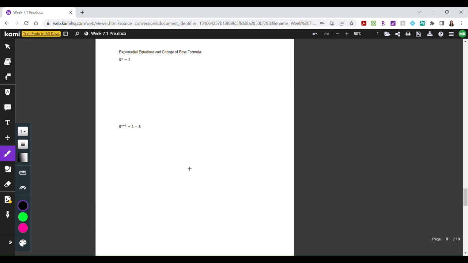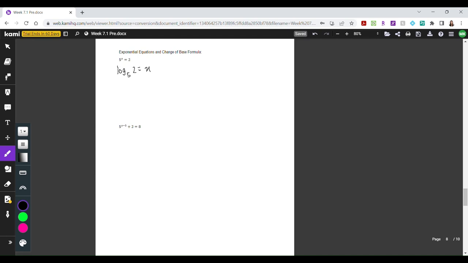So that means, again, if you want to know which one is going to get bumped down, you're going to have to look at the one that has the exponent. In this case, 5 is going to get bumped down to become the base, and x will be bumped down. Okay? So once we bump everything down, we're going to get log base 5 of 2 equals x.